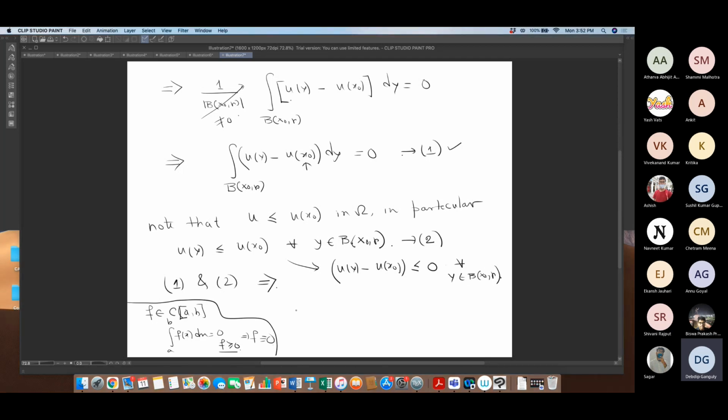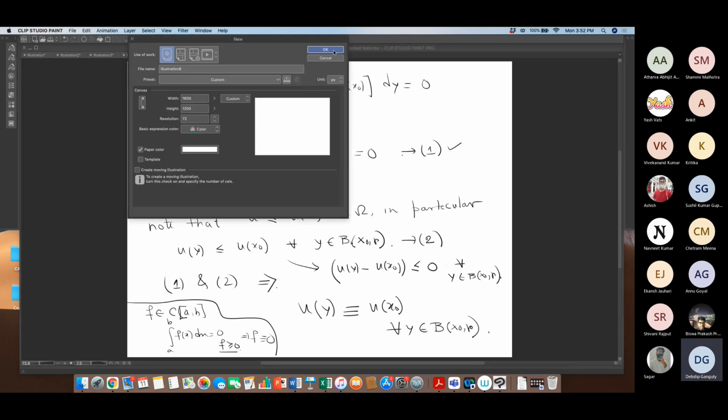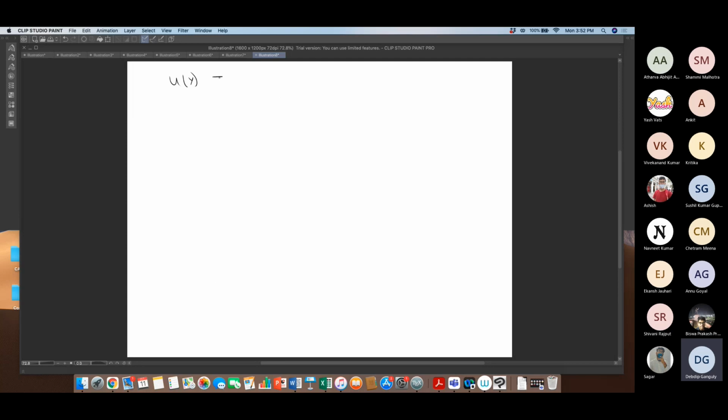1 and 2 imply that U(y) is identically equal to U(x0) for all y in B(x0, R). Yes or no? Is that clear? So again, I am writing: U(y) is identically equal to U(x0) for all y in B(x0, R). Is that clear? What does it imply? This implies B(x0, R) is contained in omega 1.